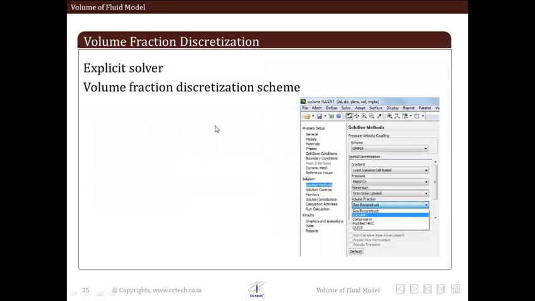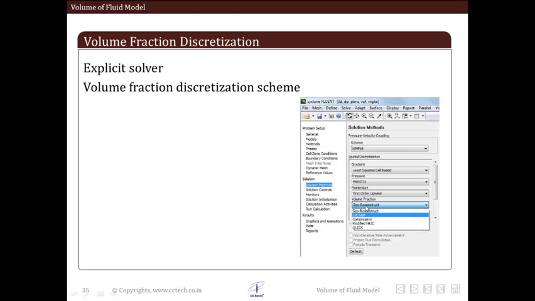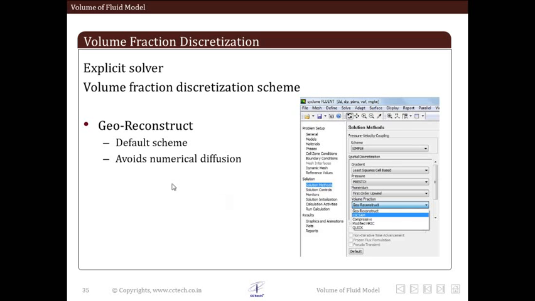For explicit solver, the volume fraction discretization schemes can also be selected. These can be selected in the solution method panel under the volume fraction spatial discretization schemes. First, we will discuss the Geo-Reconstruct scheme. This is the default scheme. Its advantage is that there is very low or negligible numerical diffusion. It captures the curvature of the interface nicely. But for using the Geo-Reconstruct, we need a very good quality mesh.